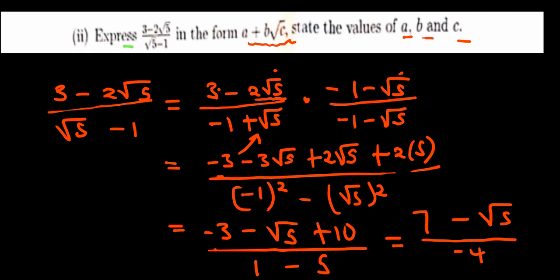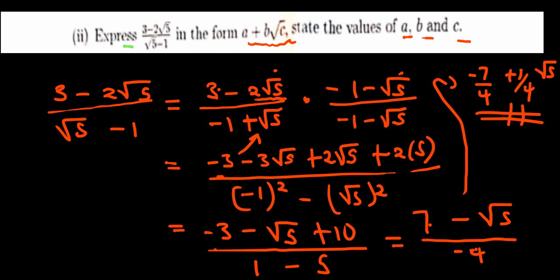Then we can distribute the minus 4 to the 7 and to the root of 5. So what we have as our final answer is minus 7 over 4 plus 1 over 4 root of 5. So this one here will be our final answer. That's it for this question.